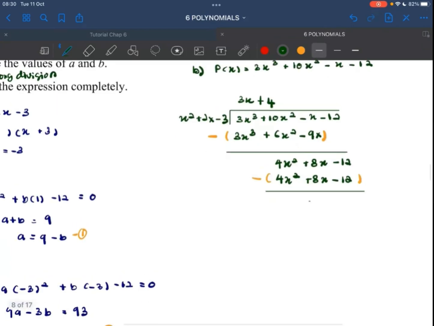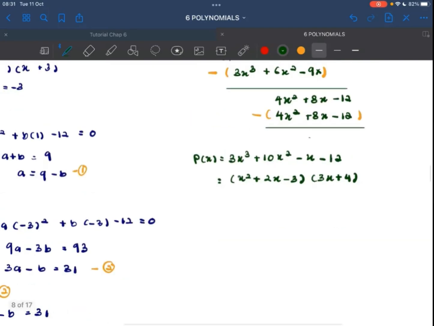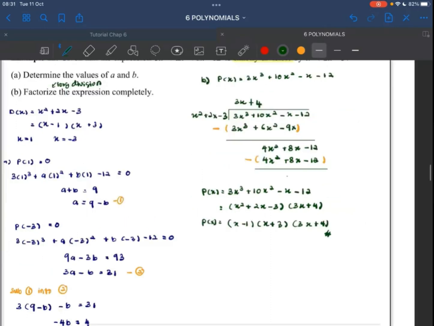Okay, so now kita boleh tulis balik. Px equals to 3x cube plus 10x square minus x minus 12. Okay, first factor kita ataupun two factors kita ialah daripada soalan. Kita ada x square plus 2x minus 3. And the other factor kita ialah qx dekat sini. 3x plus 4. Dan factorize yang di dalam ini kamu dapat x minus 1. X plus 3. 3x plus 4. Okay, and this is your final answer.